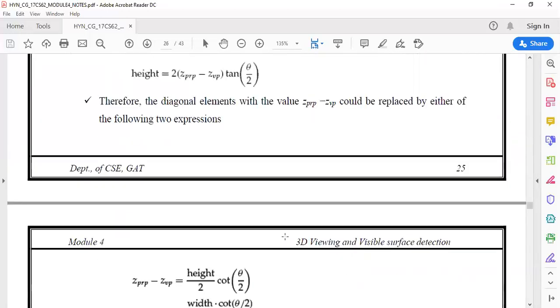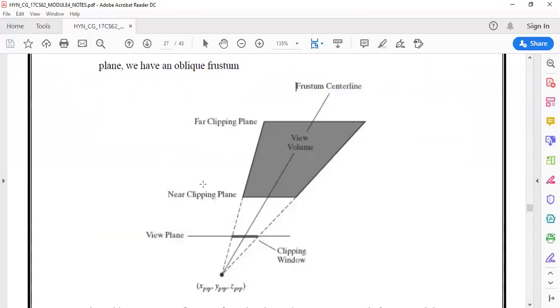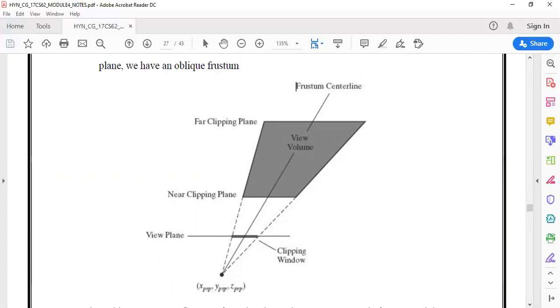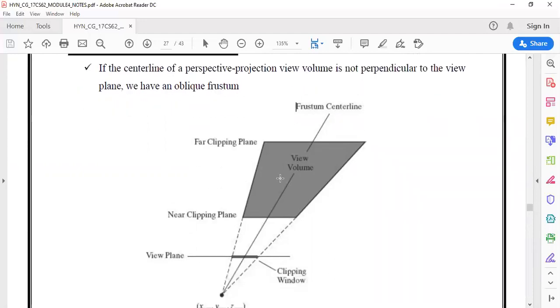In the same way I have the oblique perspective projection frustum. In an oblique perspective projection frustum, the center line of the perspective projection view volume is not perpendicular to the view plane. If I draw a line from the center of projection to the view volume, it is not perpendicular. If it is perpendicular, it becomes symmetric. If it is not perpendicular, then I call it an oblique perspective projection frustum.